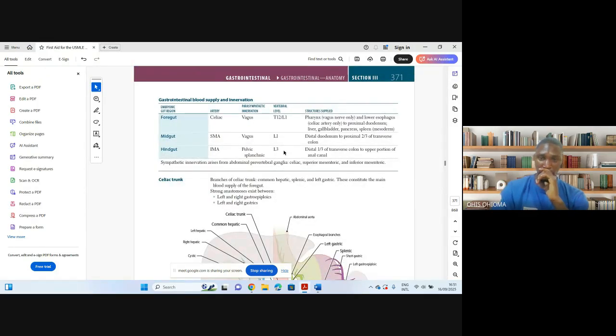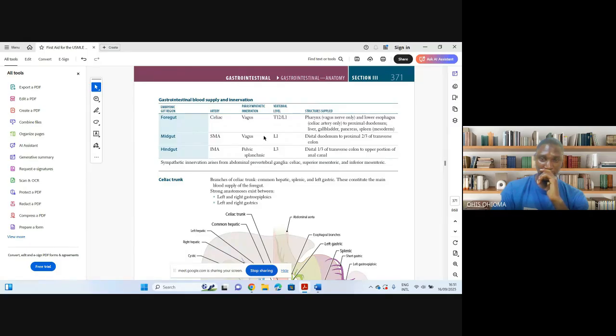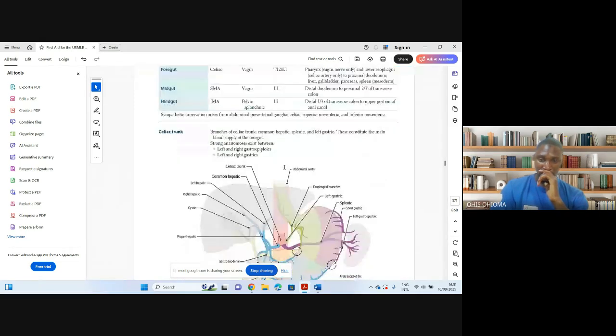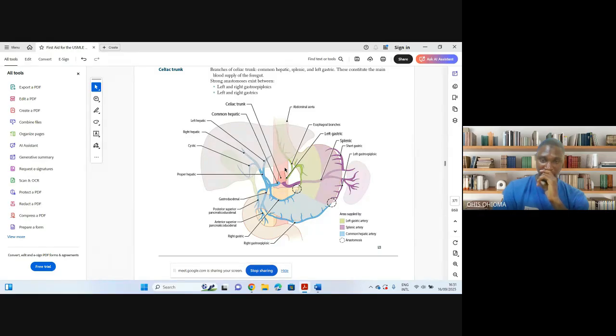This is what I was trying to tell you about the innervation and the level of where the artery comes out from. You must know this for the exam. It's high yield. We're going to talk about the celiac trunk, and I'm just going to say a couple of things that are high yield here for you guys to know.